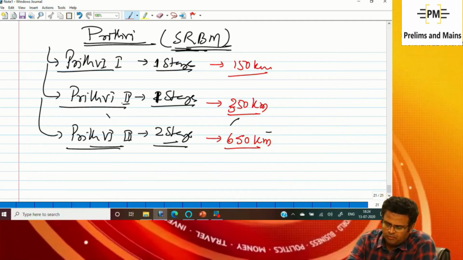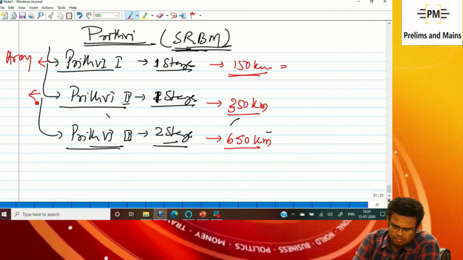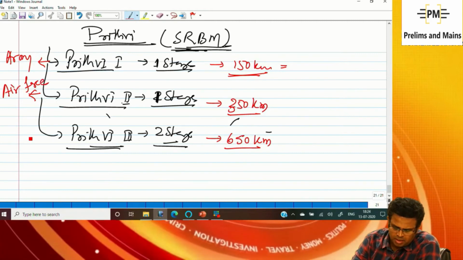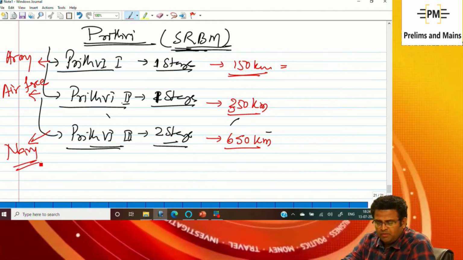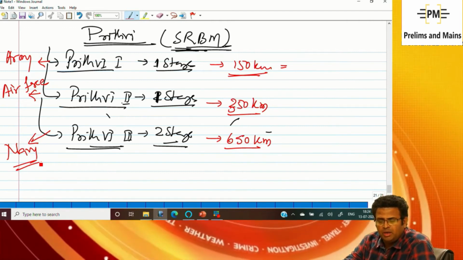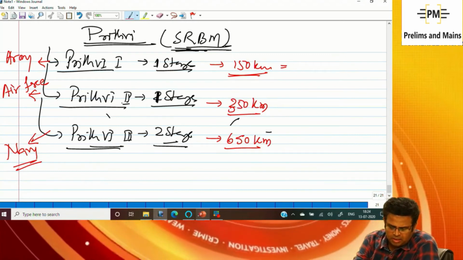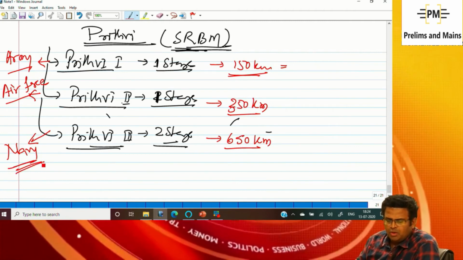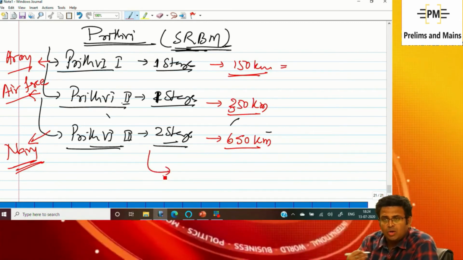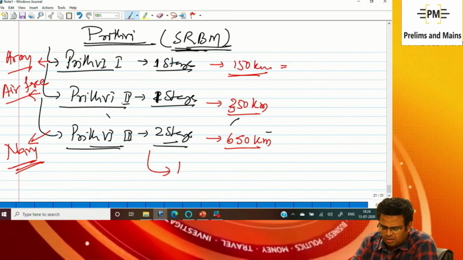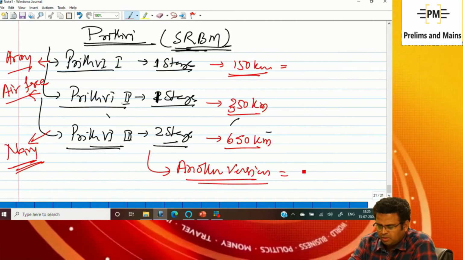Prithvi 1 is under the Indian Army, Prithvi 2 is under the Air Force, and Prithvi 3 is under the Navy. Clear? Prithvi 1 is under the Army, 150 kilometer. Its range can increase if its payload decreases. And everyone has around 1 ton, and we can say Army, Air Force and Navy. Clear? So one version of Prithvi 3 has also been made for the Navy, and another version in the Navy is known as Dhanush.